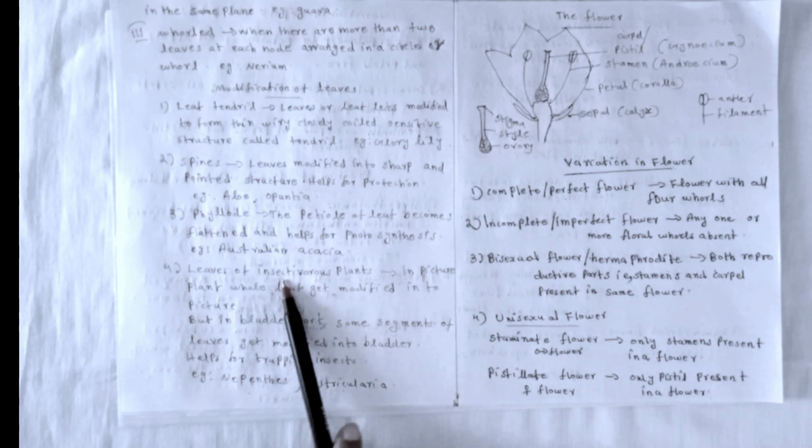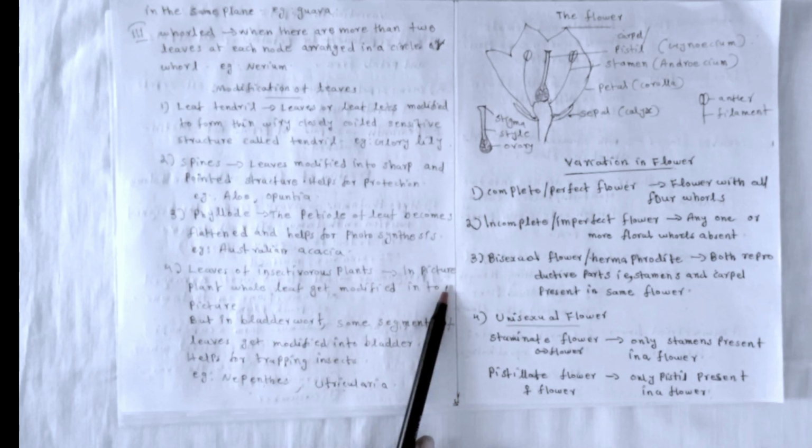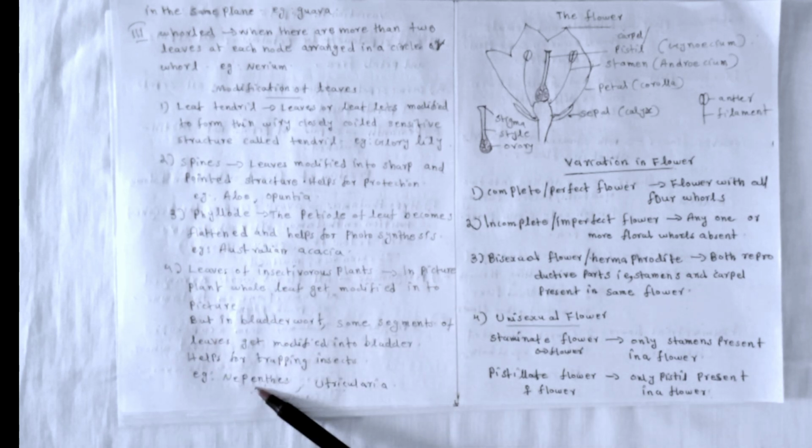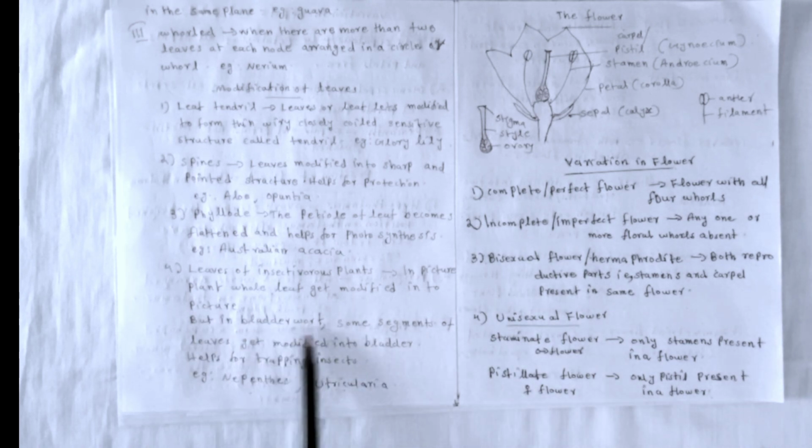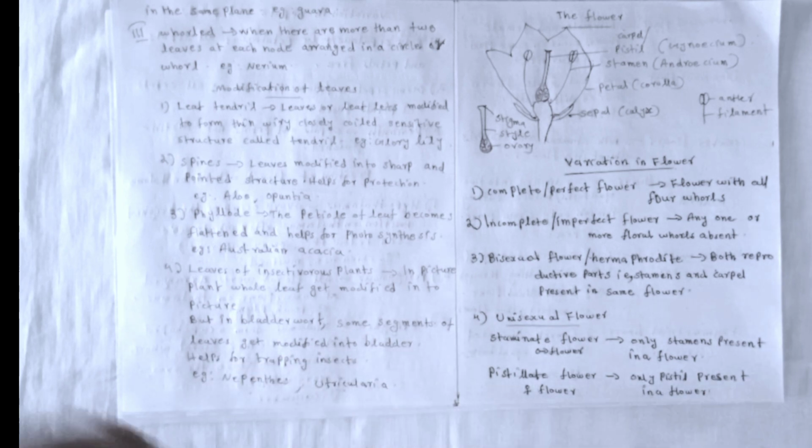Then Utricularia or bladderwort, which is seen in water. Some parts of leaves are modified as bladders. In pitcher plants, that is Nepenthes, the whole leaf gets modified into a pitcher. But in bladderwort or Utricularia, which is a water plant, some parts of the leaf get modified into bladders. Helps for trapping insects.